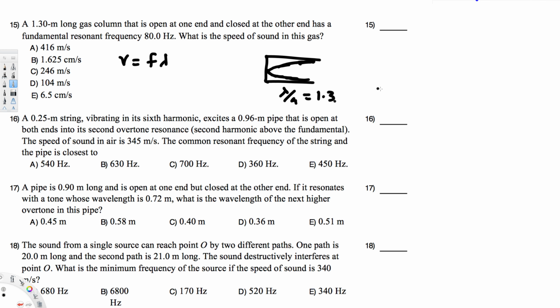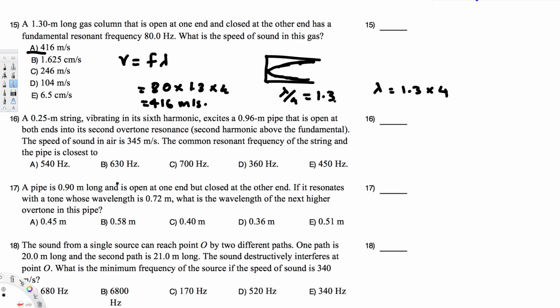Therefore λ is going to be 1.3 times 4. So this is going to be our lambda. Now all we have to do is simply plug into this equation. This is going to be 80 times λ, that is 1.3 times 4. And if you calculate this value, you should get 416 meters per second. So the answer is going to be 1, right?